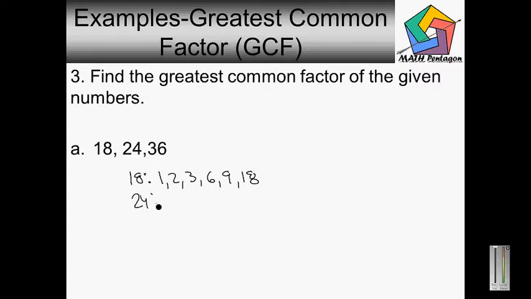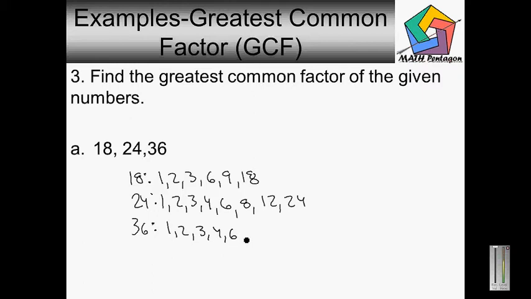For 24, 1 would go into 24, 2 would go into 24, 3 would go into 24, 4 would go into 24, 6 would go into 24, 8 would go into 24, 12 would go into 24, and 24 would go into 24. And now we have 36: 1 would go into 36, 2, 3, 4, 6, 9, 12, 18 would go into 36, and 36 would go into 36.